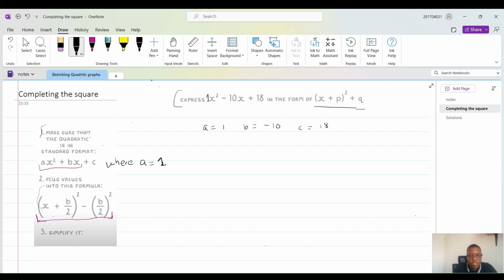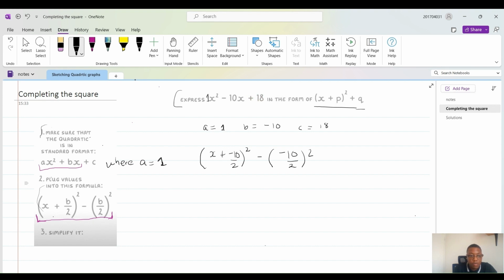We make sure that the quadratic is in this form here. And then we just take down our values. So in this case, a is already equal to 1. Then the second step, we need to plug in the values of b into this formula here. So what do we have? We have x plus b over 2. In this case, b is equal to negative 10, right? So we just replace it. So it's (x plus negative 10 over 2) squared, right? Minus b, in this case, b is 10, over 2 squared.